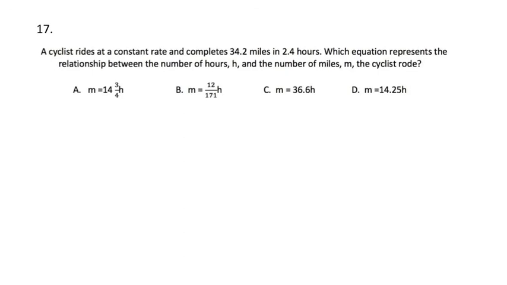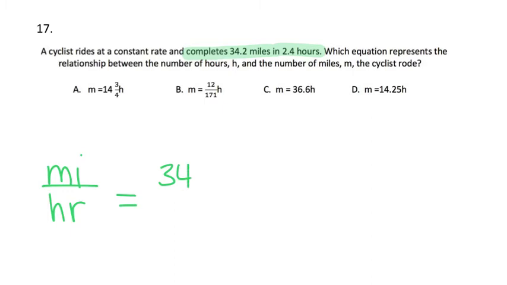All right, for number 17, a cyclist rode at a constant rate and completes 34.2 miles in 2.4 hours. Which equation represents the relationship between the number of hours h and the number of miles driven? All right, what I like to do is miles per hour, so I will use division. My miles was 34.2. My hours was 2.4. If we were to divide this out, we would end up with an answer of 14.25.